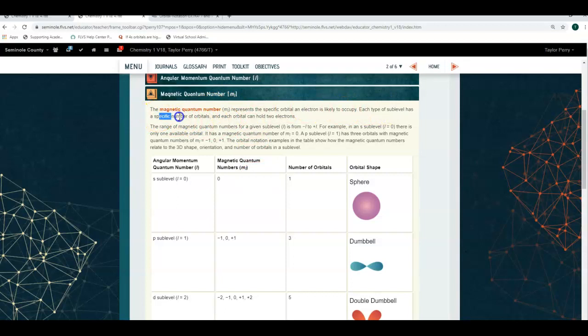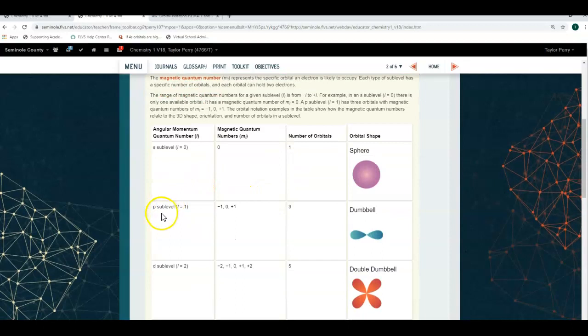It says they each have a specific number of orbitals. So think about it like this: just like a stadium has floors and sections, it also has rows. So you could think of these as rows, okay? And how many rows are in each section?